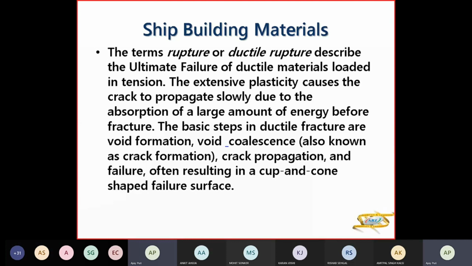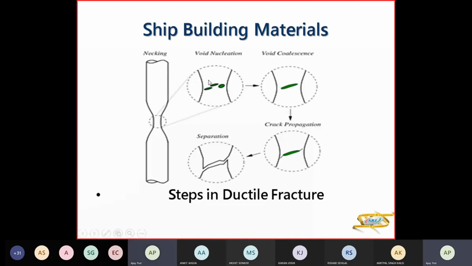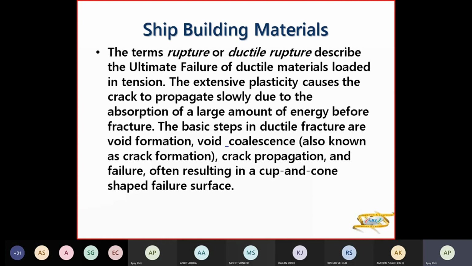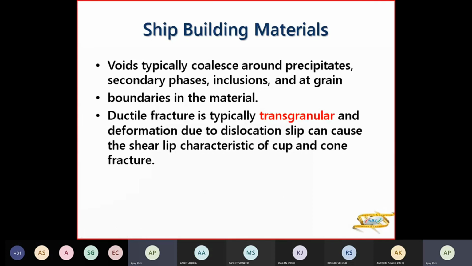So the basic steps in a ductile fracture: you will have a void formation, then void coalescence, crack formation, crack propagation, and separation of the parts, failure, resulting in a cup and cone shaped failure surface. So voids typically coalesce around precipitates, secondary phases, inclusions, and at grain boundaries. Ductile fracture is typically transgranular, and deformation due to dislocation slip can cause the shear lip structure of cup and cone fracture.